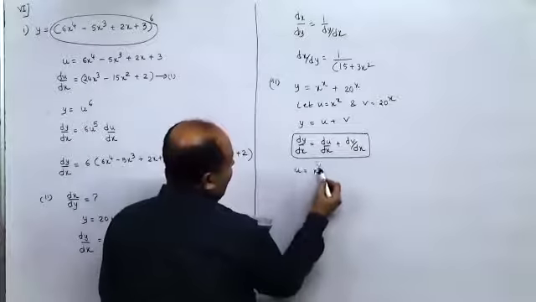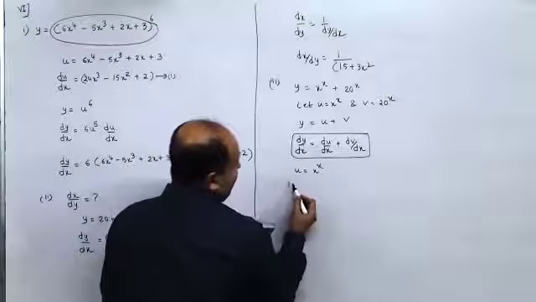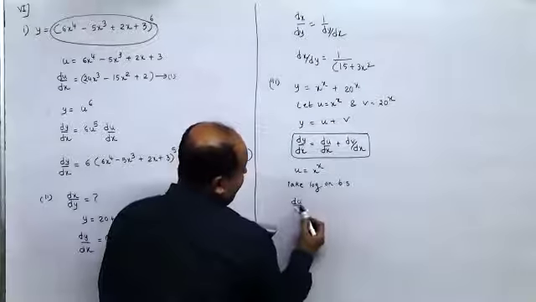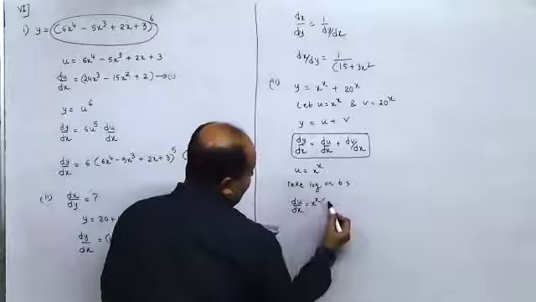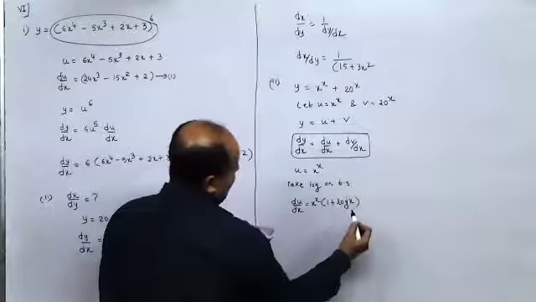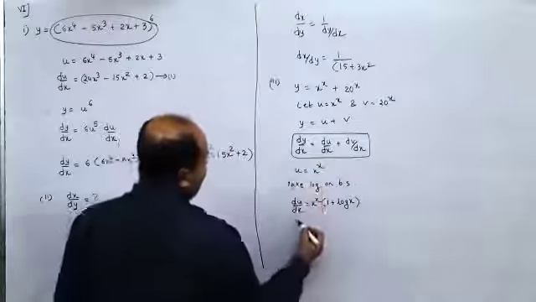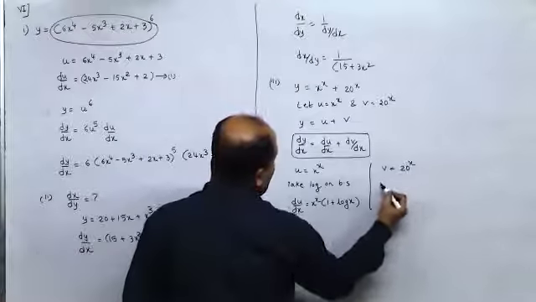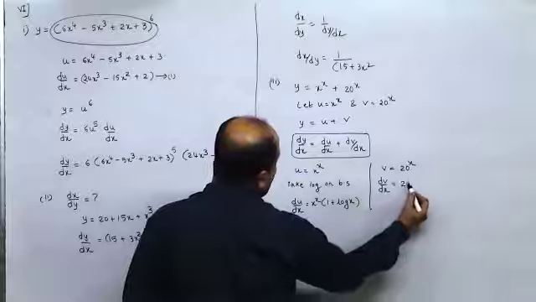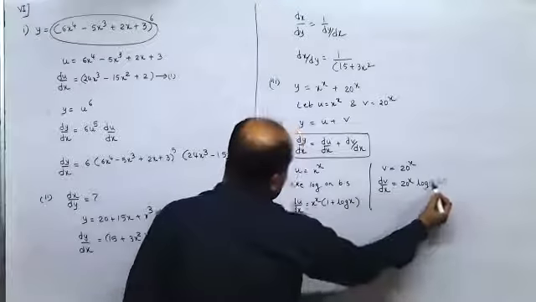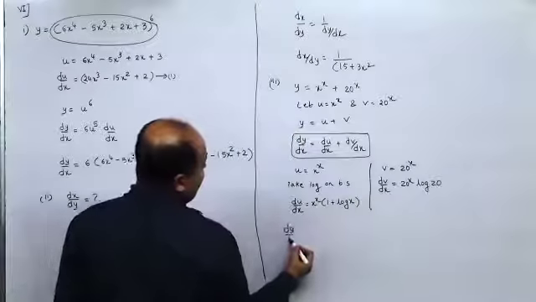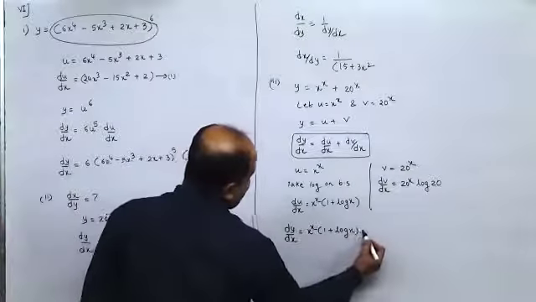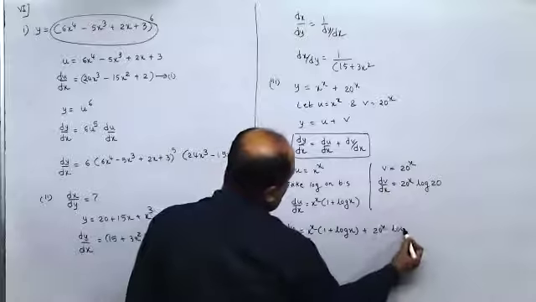U is x raised to x. So take log on both sides. And when you differentiate, we have done this many times. By this time, you should have it by heart. Du by dx, this term would repeat itself, x raised to x into 1 plus log x. Then as far as v is concerned, v equal to 20 raised to x, derivative of v is 20 raised to x log 20, and therefore when you take dy by dx, it would be equal to x raised to x into 1 plus log x plus 20 raised to x into log 20.